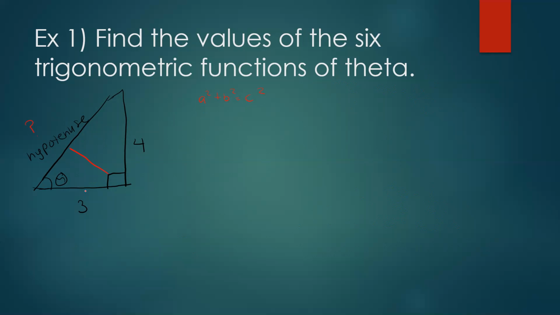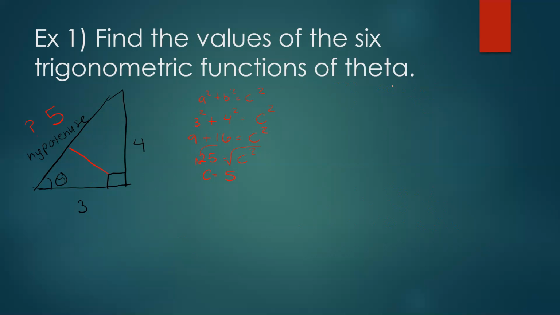One of our legs, it doesn't matter which one you use as long as it's a leg. So we'll use a as 3. So it's going to be 3 squared plus one of our other legs, which would be 4, equals c squared, because we don't know that. So 3 squared is 9 plus 4 squared is 16 equals c squared. 16 plus 9 is 25. And then take the square root of both sides. You get c equals 5. So that c is our hypotenuse. So this side length here is 5. Perfect. Now all we got to do is find the 6 trigonometric functions.